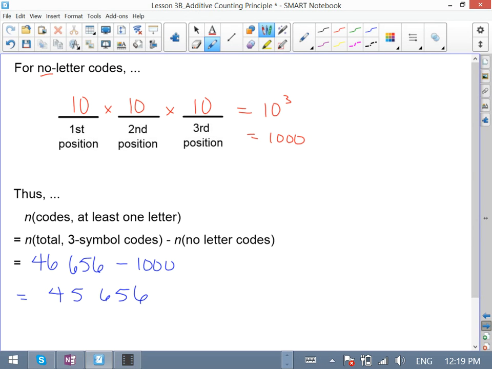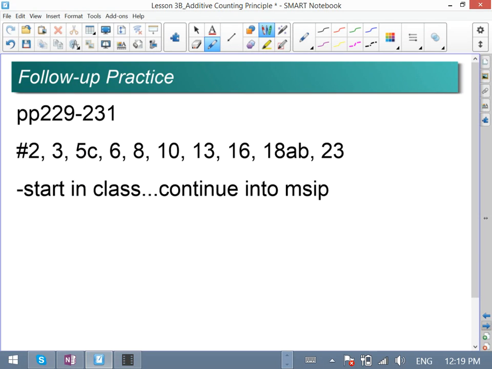So what you're going to see when we come back into the classroom, in MSIP, and in your own study time, is a healthy list of questions, and you're going to find that there are some that are strictly focused on the fundamental principle. There will be some that are strictly additive, and there could be a couple that blend the two principles together.